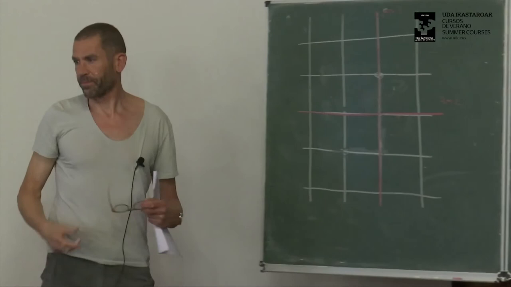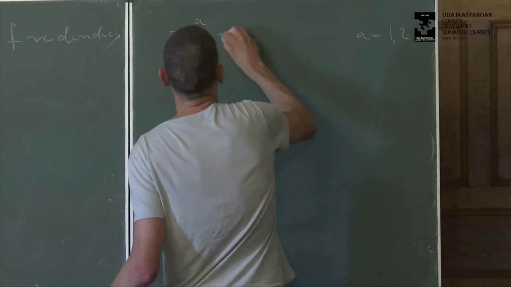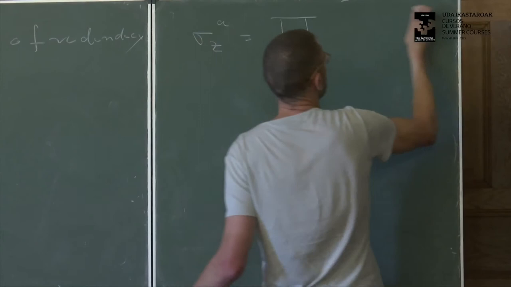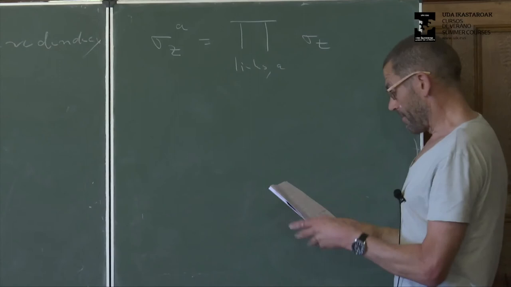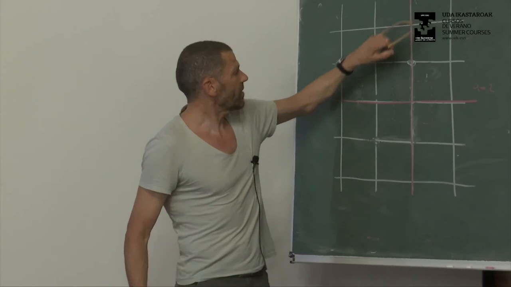Okay. Now, for any state, we consider the product over links along A of sigma z. What I want to tell you now is that within this ground space, we can distinguish between two types of states, namely those where this product here is 1 and others where it's minus 1. Now that makes one suspicious.